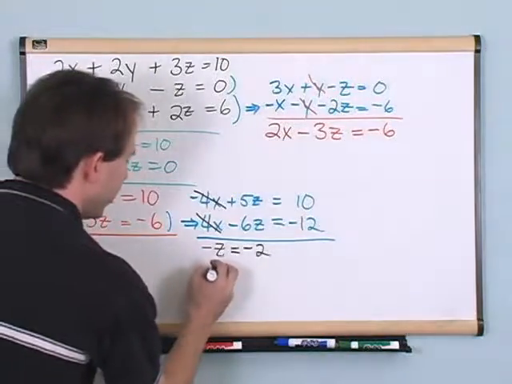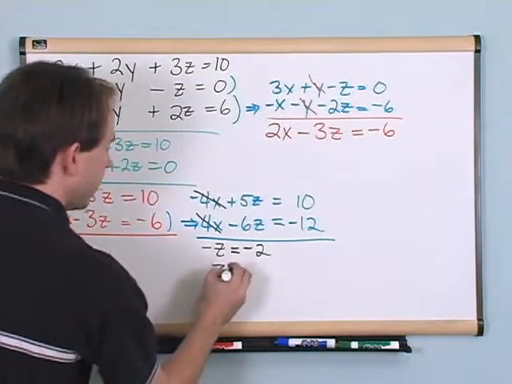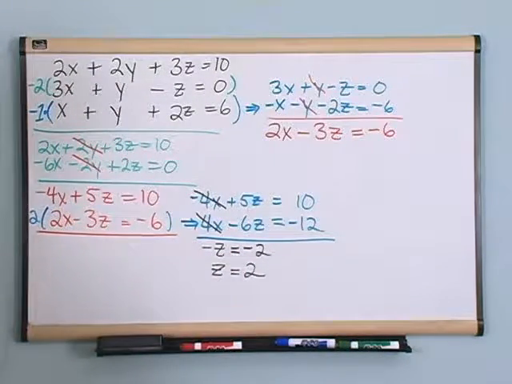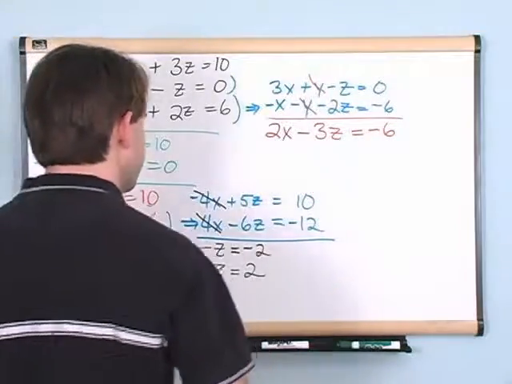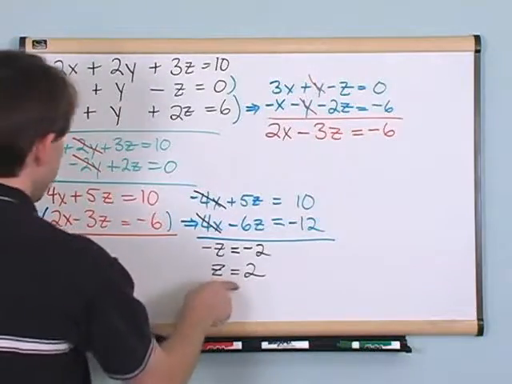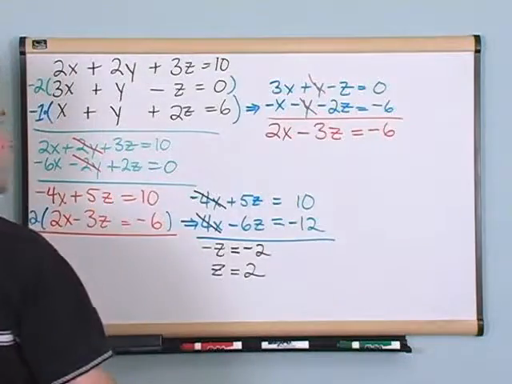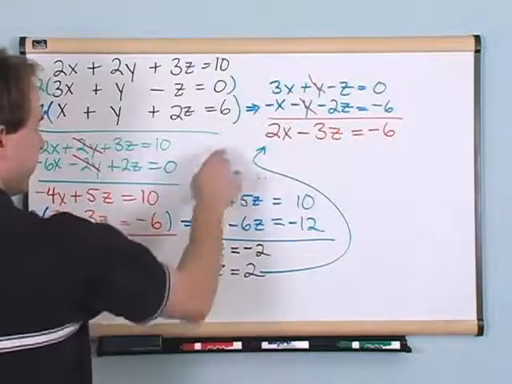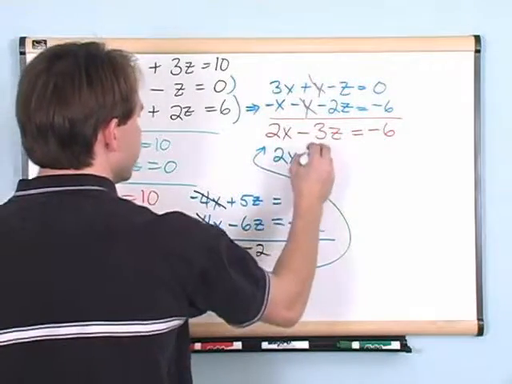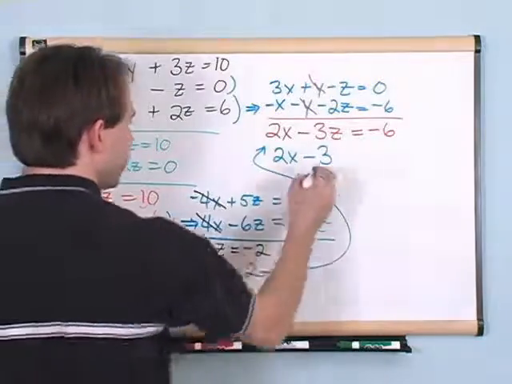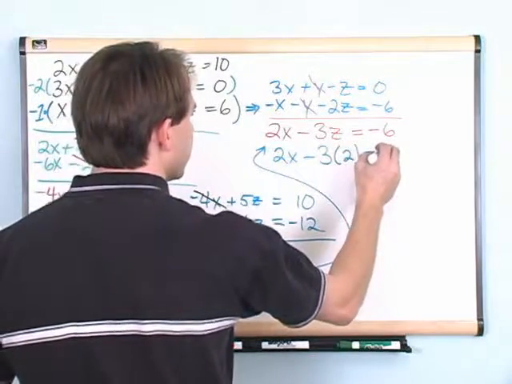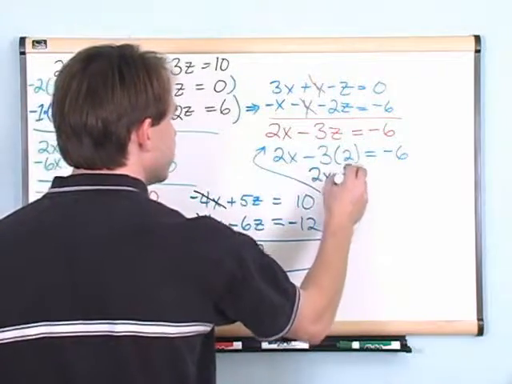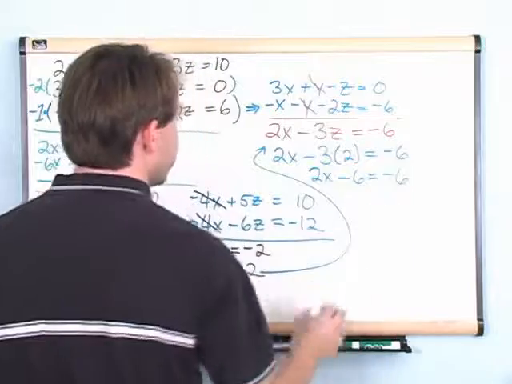And then I can just solve for z by dividing by negative 1, and that's just going to give me a positive 2. And this is what I need to have to finish solving the problem. So I've got one of the variables. I can plug it into this equation to get x. Okay, so I'm going to draw me a little arrow up here, and I'm going to plug this in up here. 2x minus 3 times z, but I just found z is equal to 2, equals negative 6. 2x minus 6 equals negative 6.